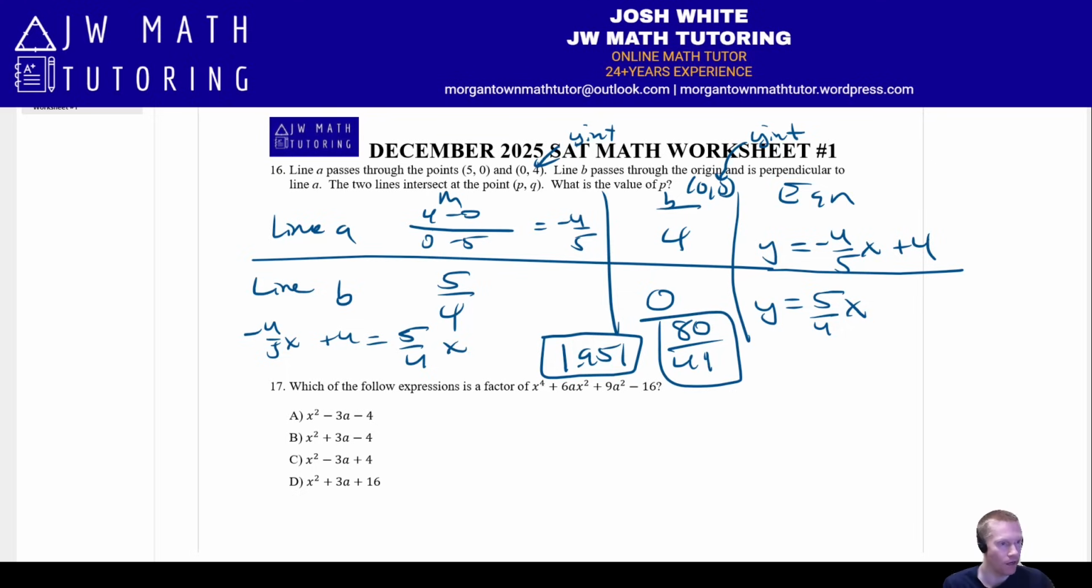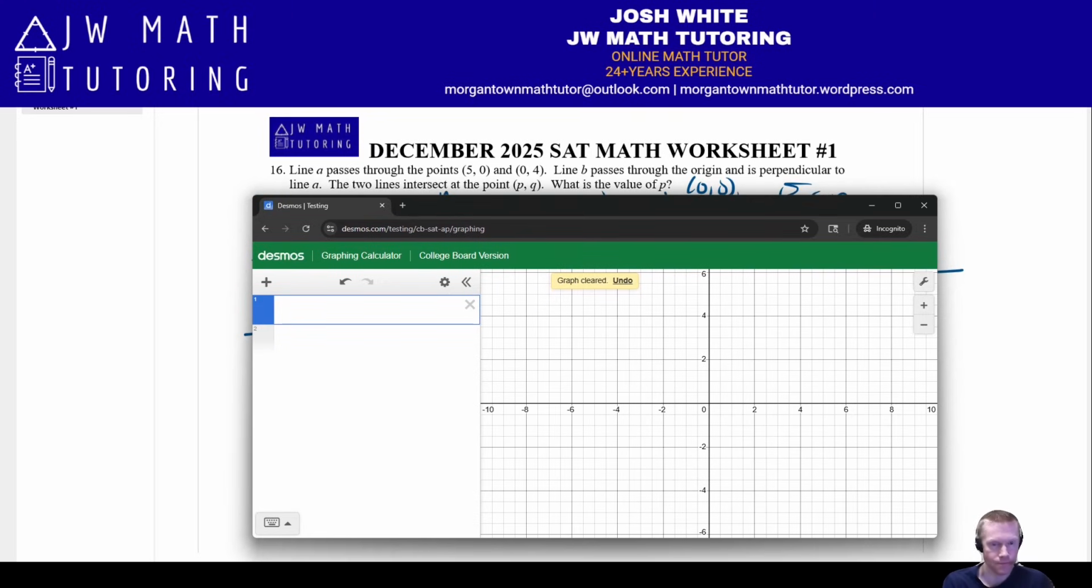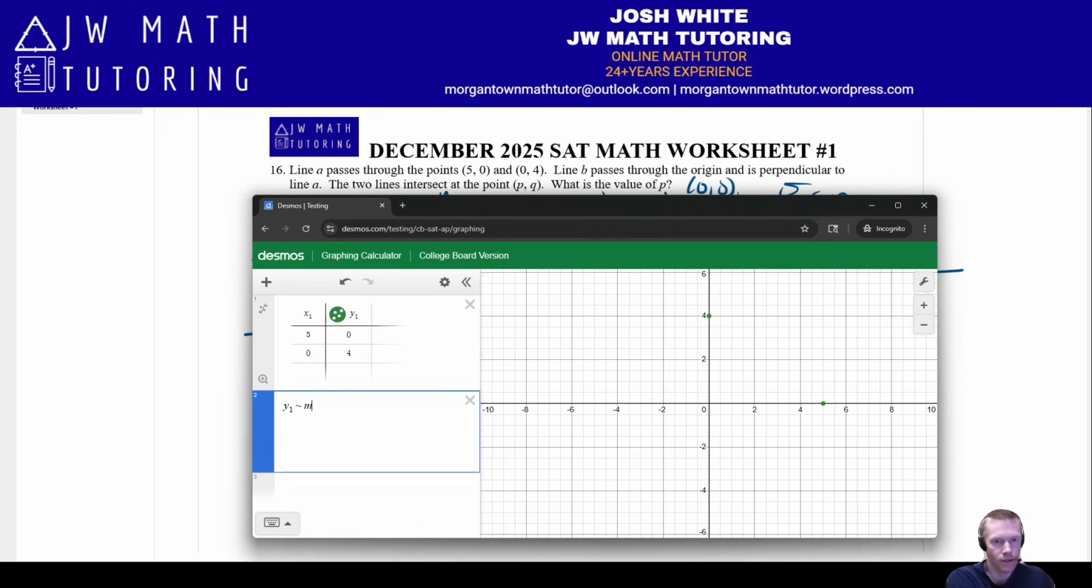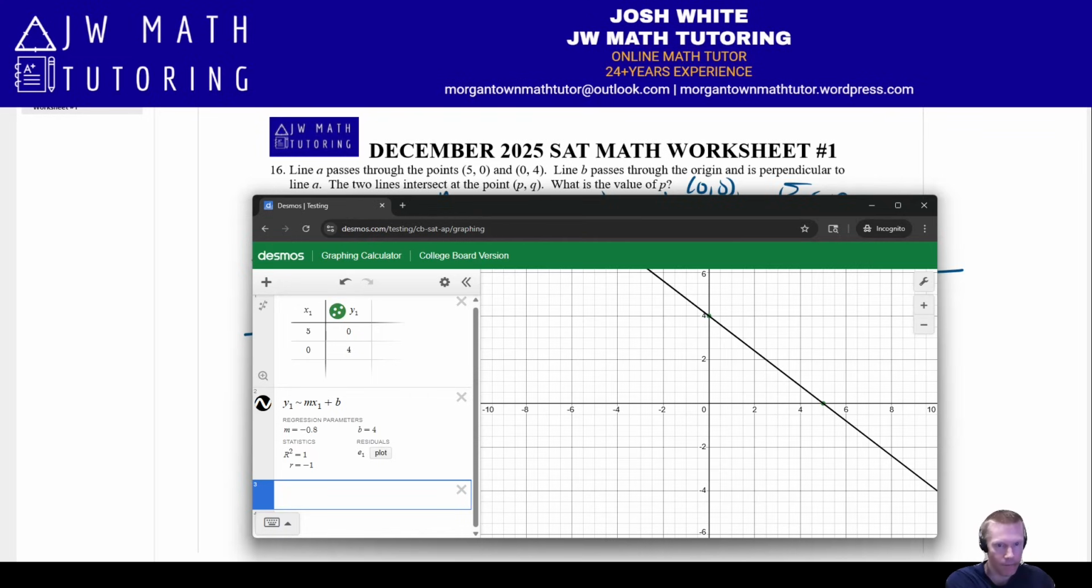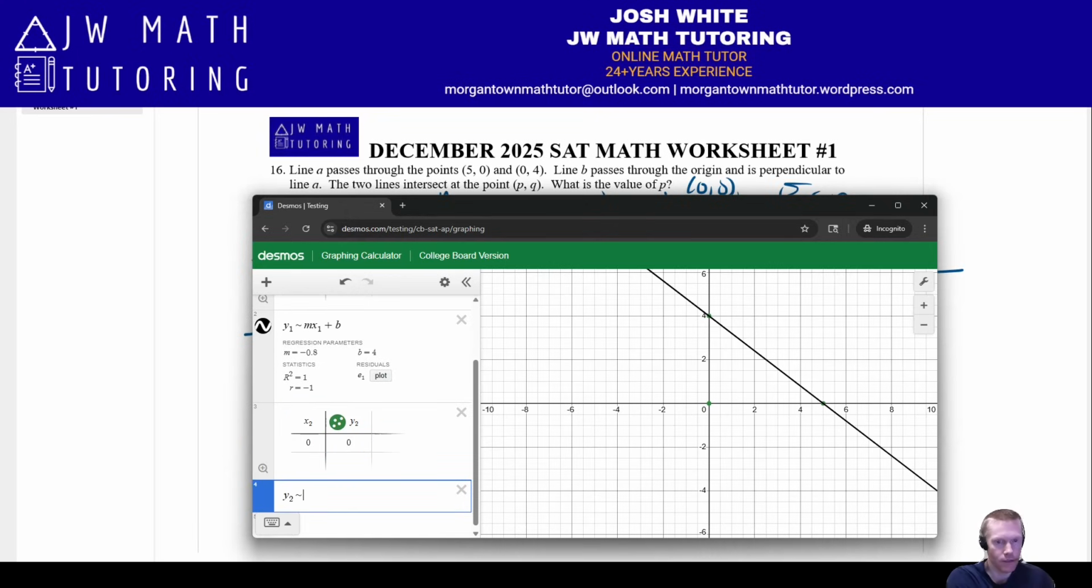That's the exact value, so you could also fill in that as well. 80/41, acceptable, correct answer. However, let's say you want to do the entire problem in Desmos, so let's go through that quickly here. Delete all this. Okay. So line A. I know it's 2 points. I would type the 2 points in a table, and then I would do linear regression. All right, that is the equation of line A. Now, for line B, I know a point, 0, 0, and see if this works.